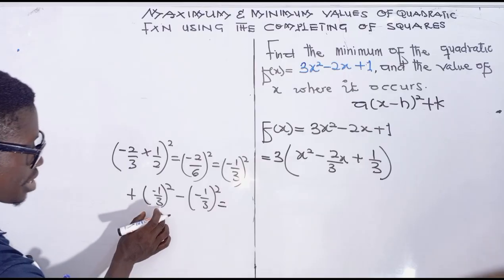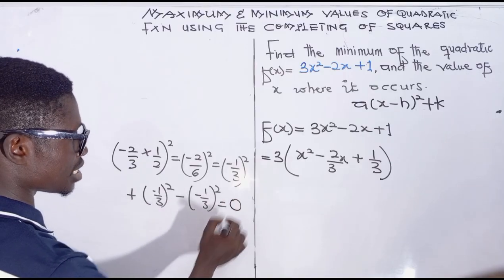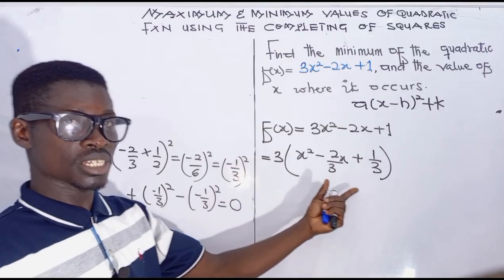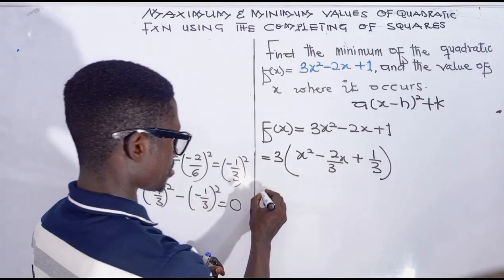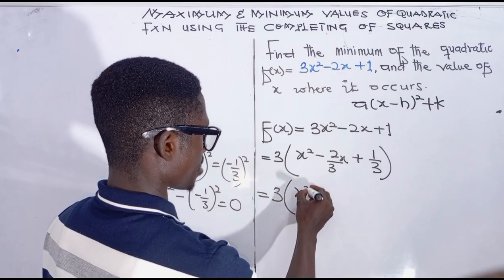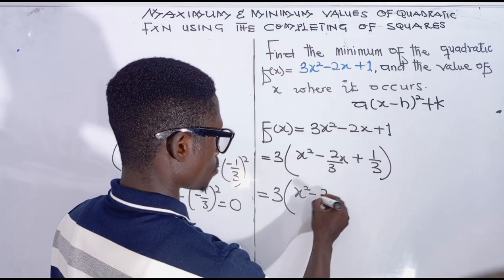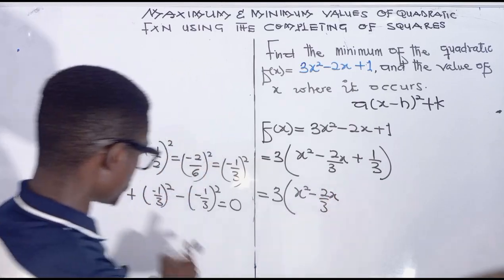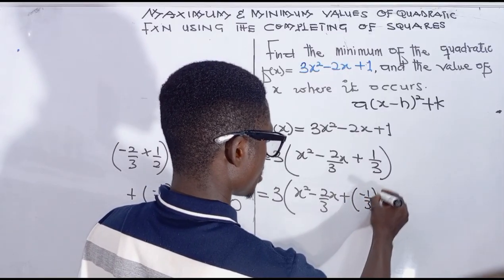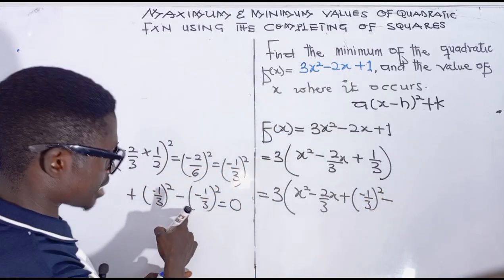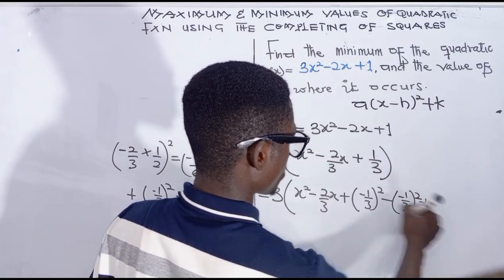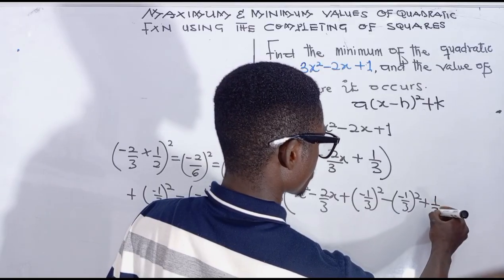And you agree with me that when we sum these together, we are going to get 0. So we have done nothing to the expression when we substitute this into the expression here. So we have x squared minus 2 all over 3x, then plus minus 1 over 3 all squared minus 1 all over 3 squared, and then plus 1 over 3.